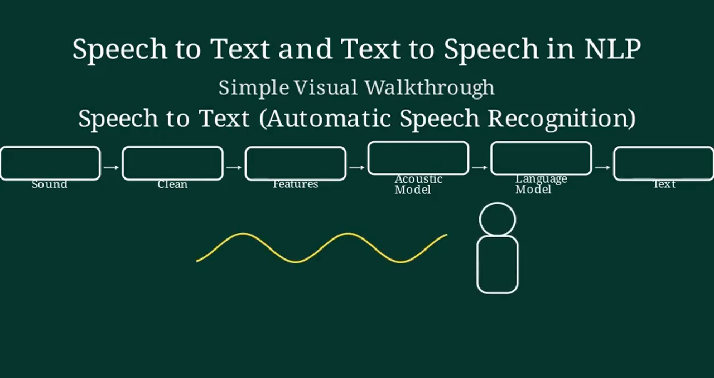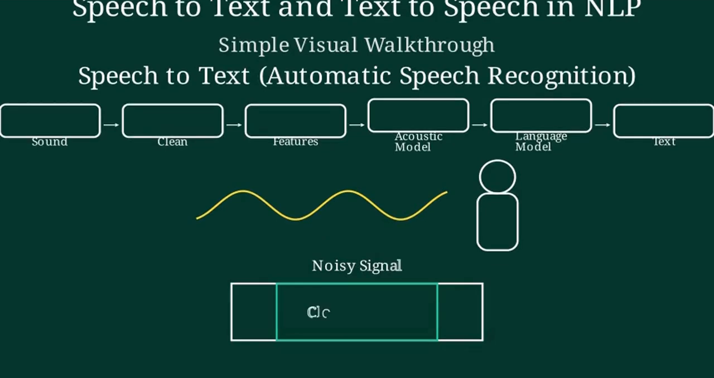Step 1 is capturing the sound. Your voice makes air vibrations, the microphone records them, and the signal becomes numbers the computer can process. Step 2 is cleaning the data. We remove background noise and split the signal into tiny frames of about 10 to 20 milliseconds.